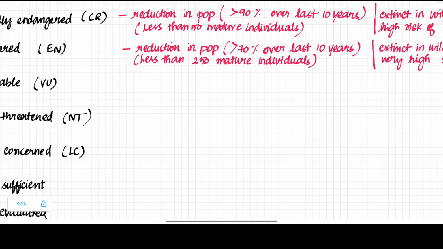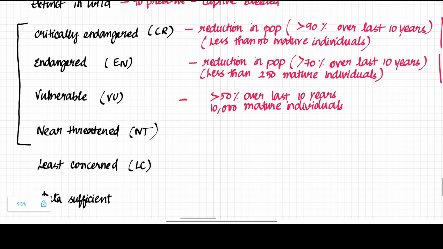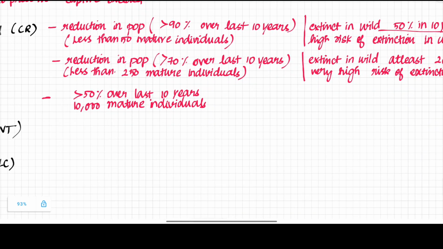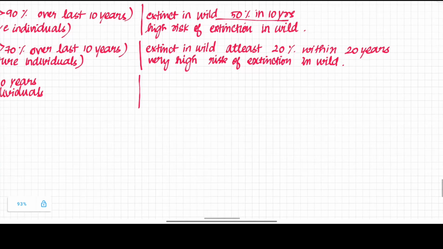The next thing is vulnerable. I am just mentioning everything is 10 years only. For the first line, greater than 50% is lost, and 10,000 mature individuals. From 250, we are getting it into 10,000. Over the last 10 years, if 50% is lost, we call it vulnerable. If 70% is lost over the last 10 years, we call it endangered. And greater than 90% is critically endangered. 50, 250 and 10,000 mature individuals.